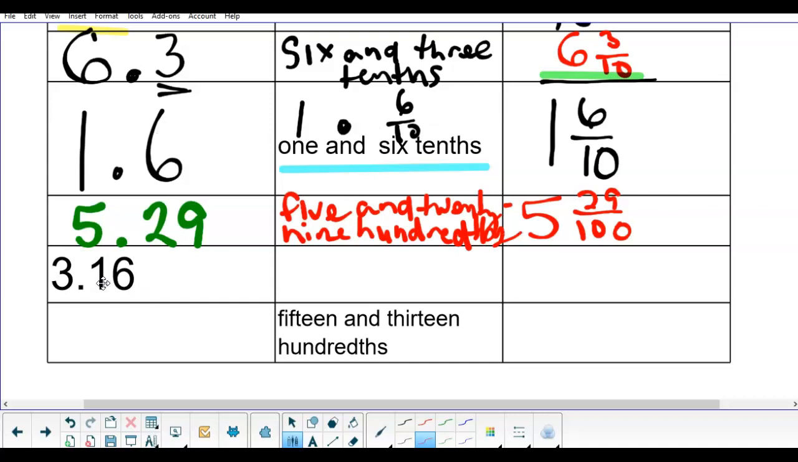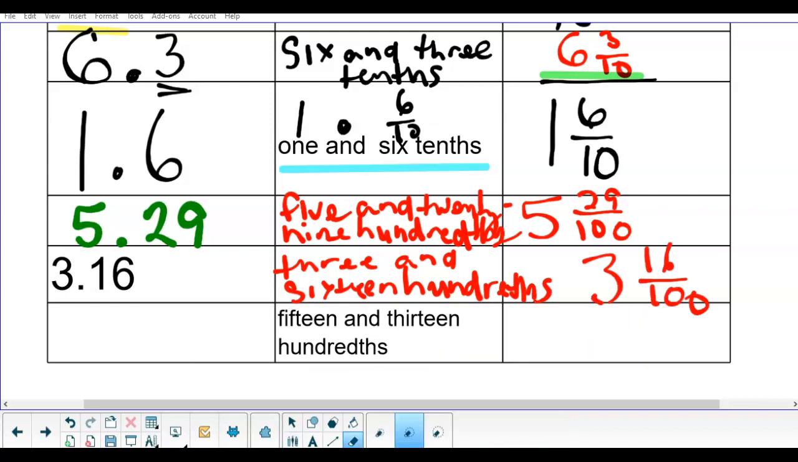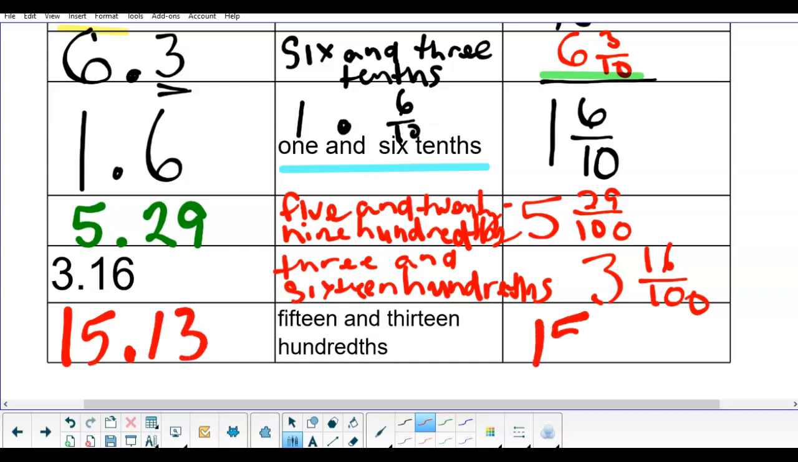Okay, 3 and 16 hundredths. 3 and 16 hundredths. Sorry, I really need a stylus. Okay, and for the last one, 15 and 13 hundredths. I always just say and really loud because I know that's my decimal point. 15 and 13 hundredths.